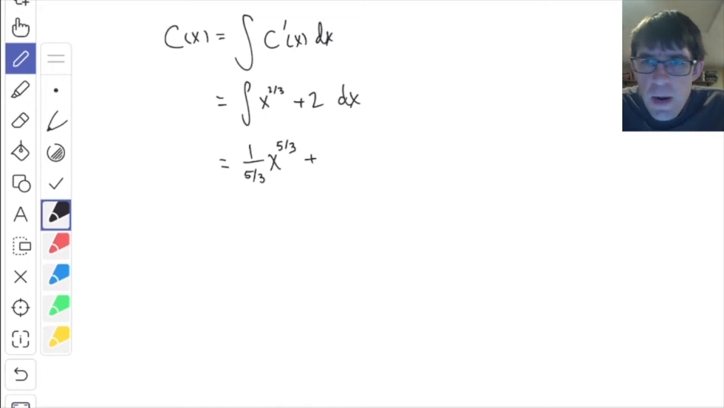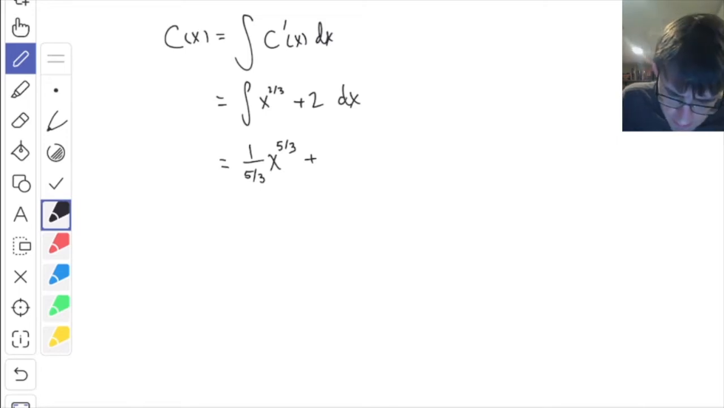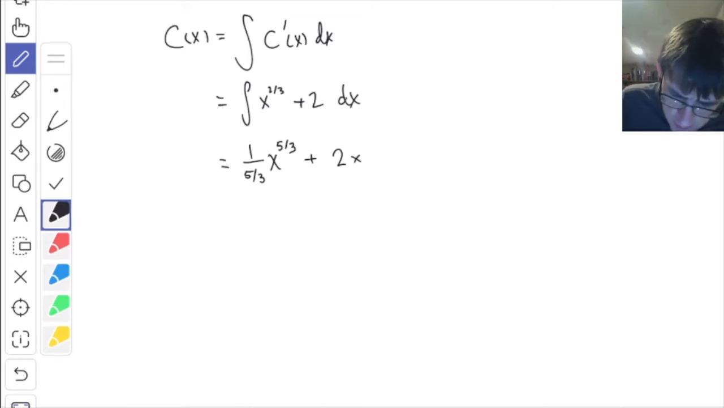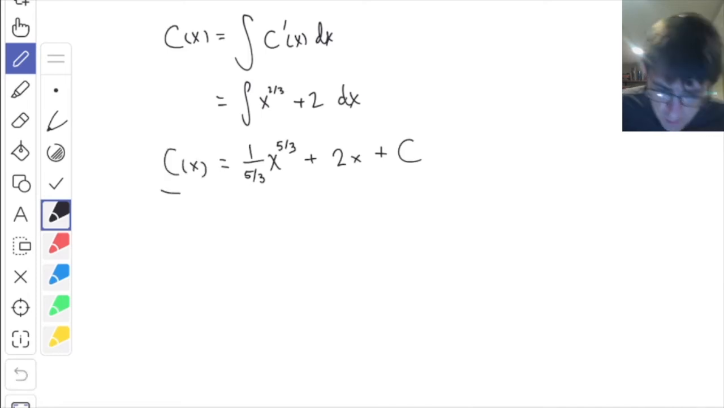somebody tell me, somebody shout out, what happens to the plus 2 there? Yeah, it becomes 2x. Thank you for the shout out. 2 becomes 2x. That's the antiderivative of a constant. All right, and then as always we go plus c. Okay, so this is the formula for c of x.